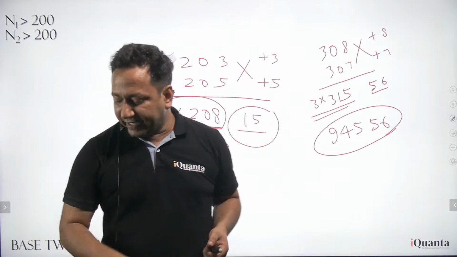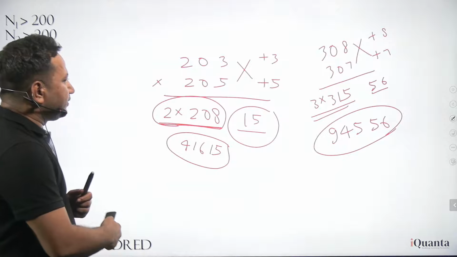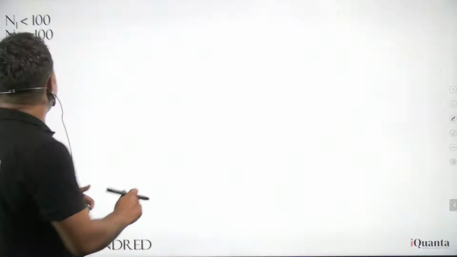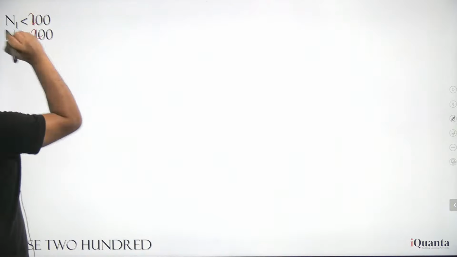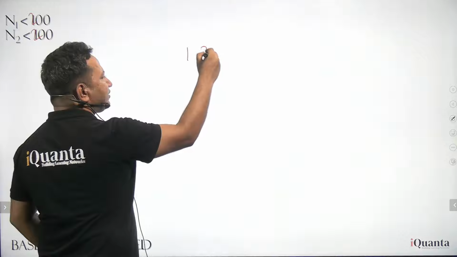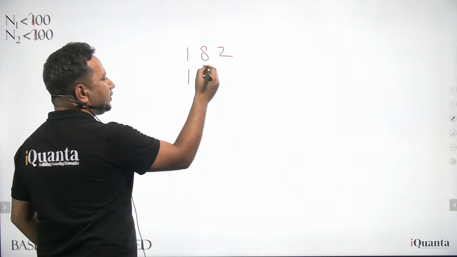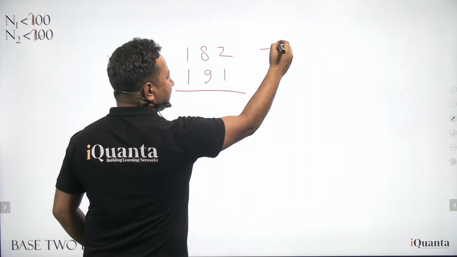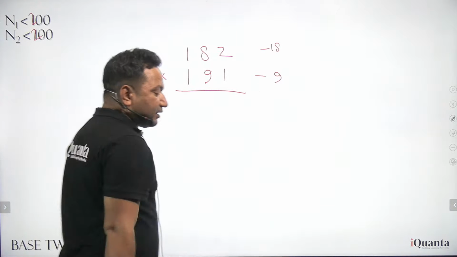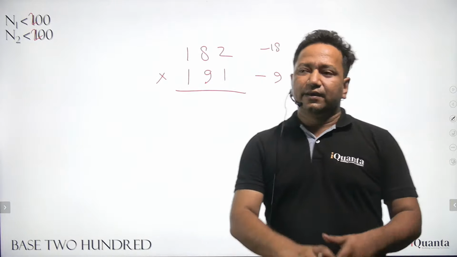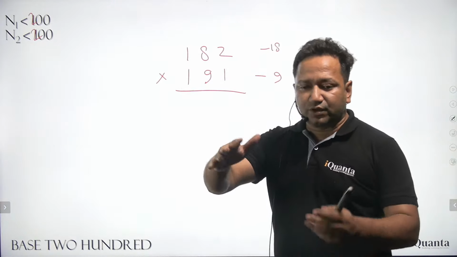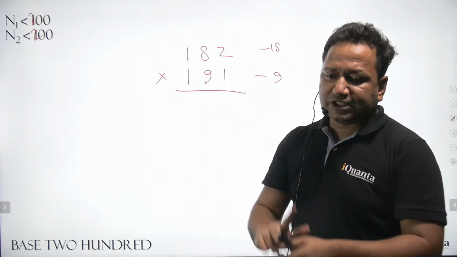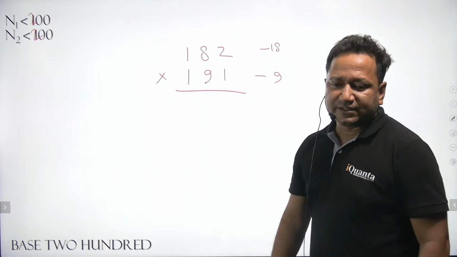Now let us take some examples. Next, I would like to do something which is less than 200. So let us take numbers like 182 multiplied by 191. This is 18 less than 200. This is 9 less than 200. So whenever you get the numbers, you'll have to identify how this process works. First of all, you'll have to identify the base. And once you have done that, you'll just put in the thing which I just told you.